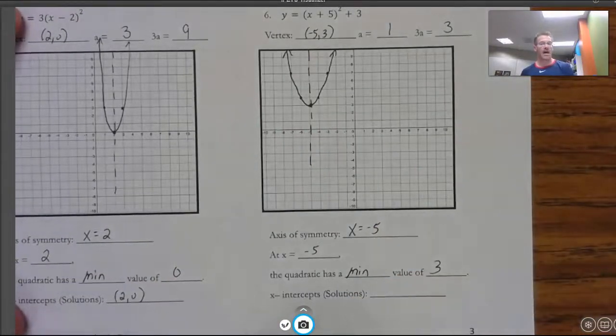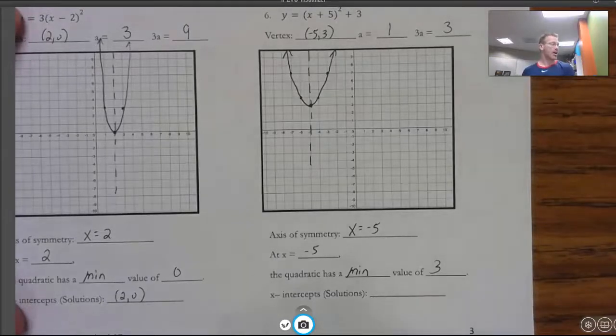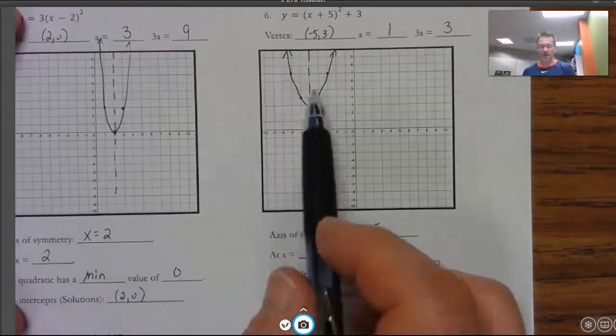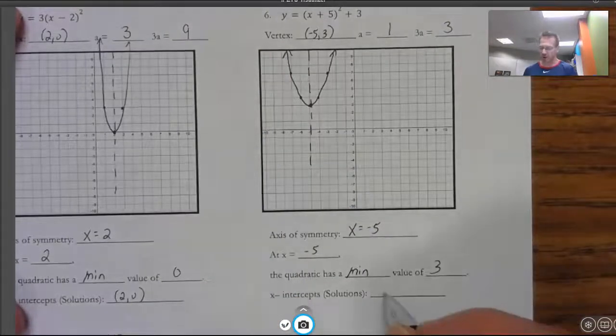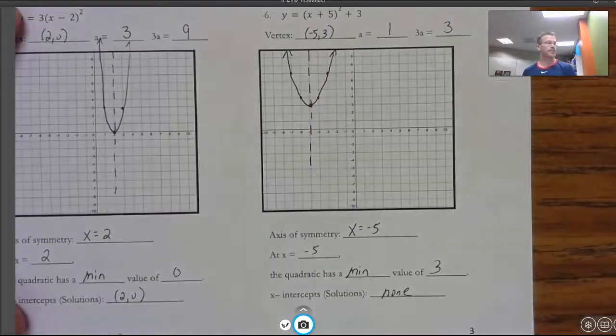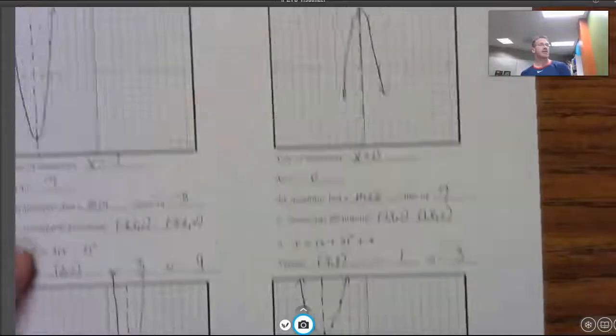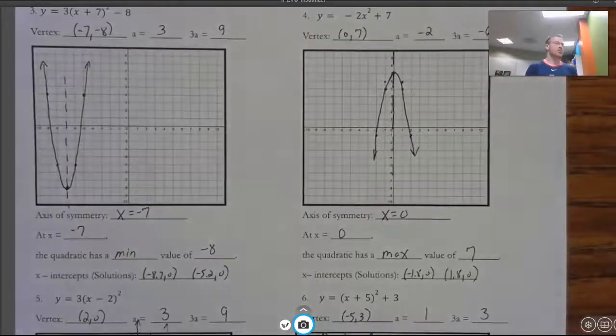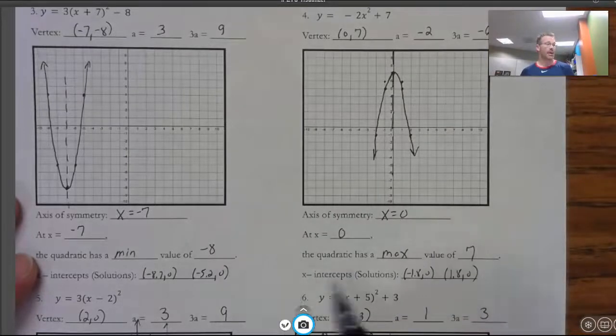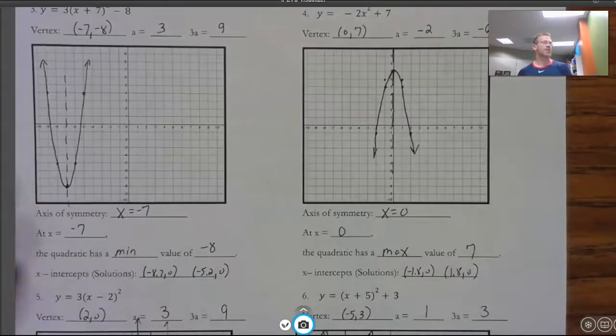And then what I see now is that there are no x-intercepts. It does not hit the x-axis. There are no solutions here, so we'll just say none. And so that is an introduction to graphing and all these key things that we are now adding to our graph.